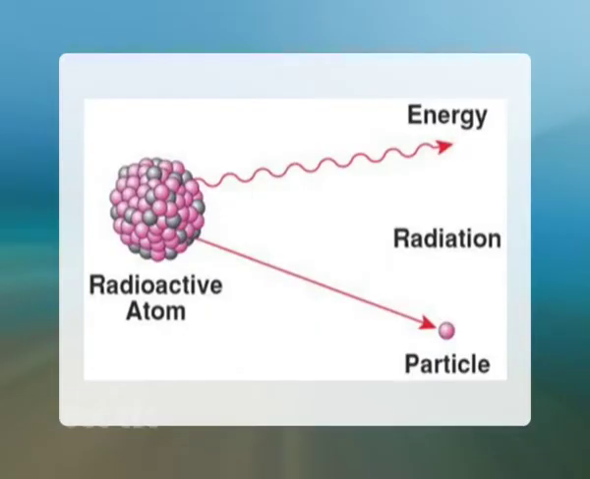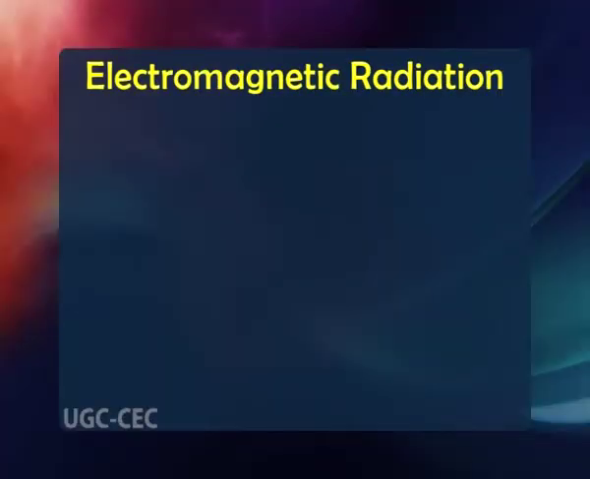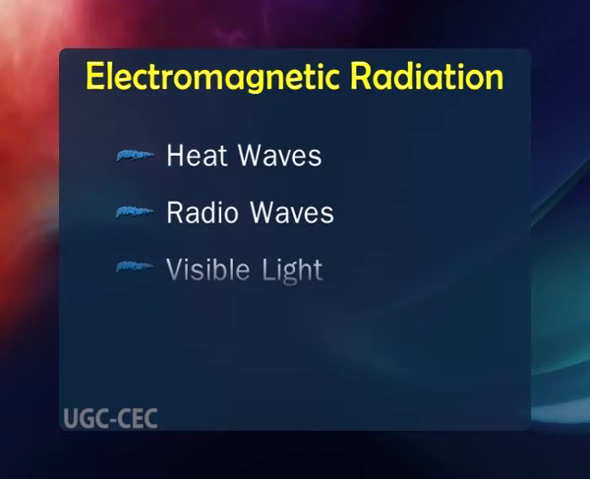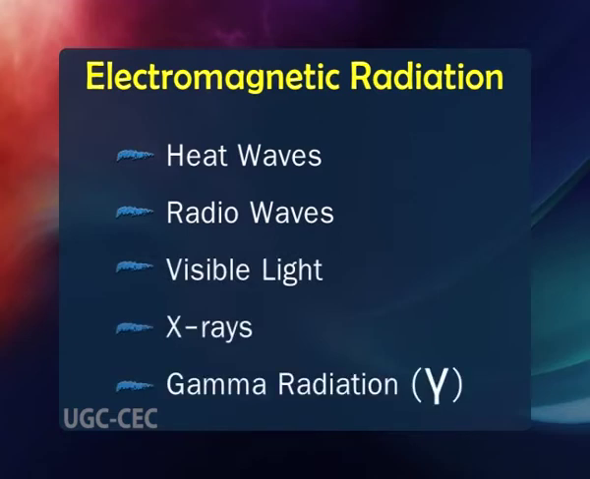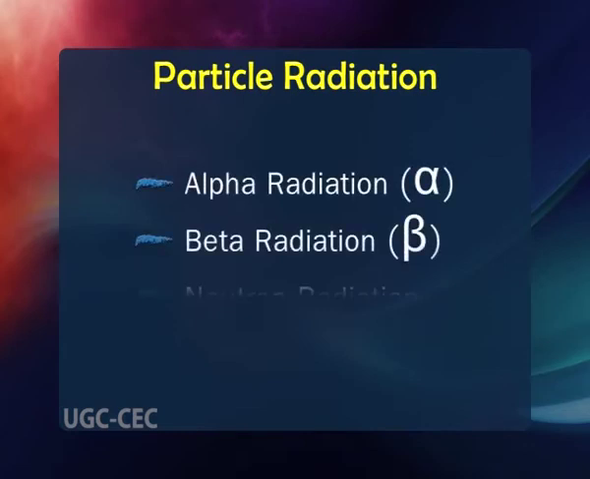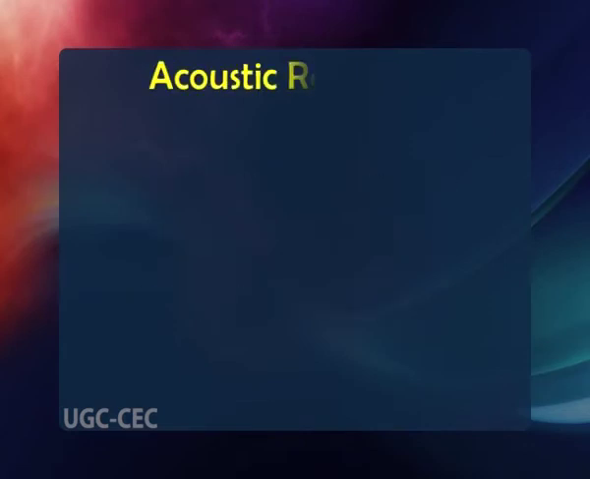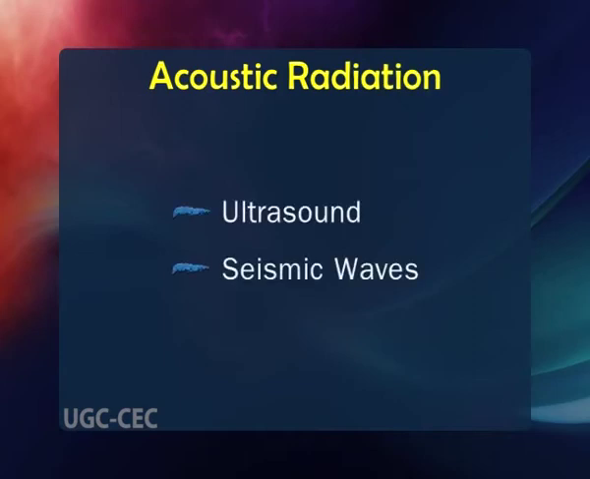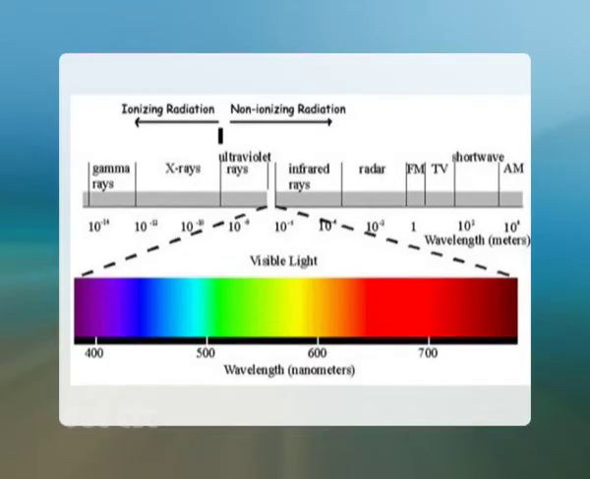Radiation is the emission or transmission of energy in the form of waves or particles through space or through a material medium. These include electromagnetic radiation such as heat waves, radio waves, visible light, X-rays and gamma radiations. Particle radiations such as alpha radiations, beta radiation and neutron radiation. Acoustic radiations such as ultrasound and seismic waves.